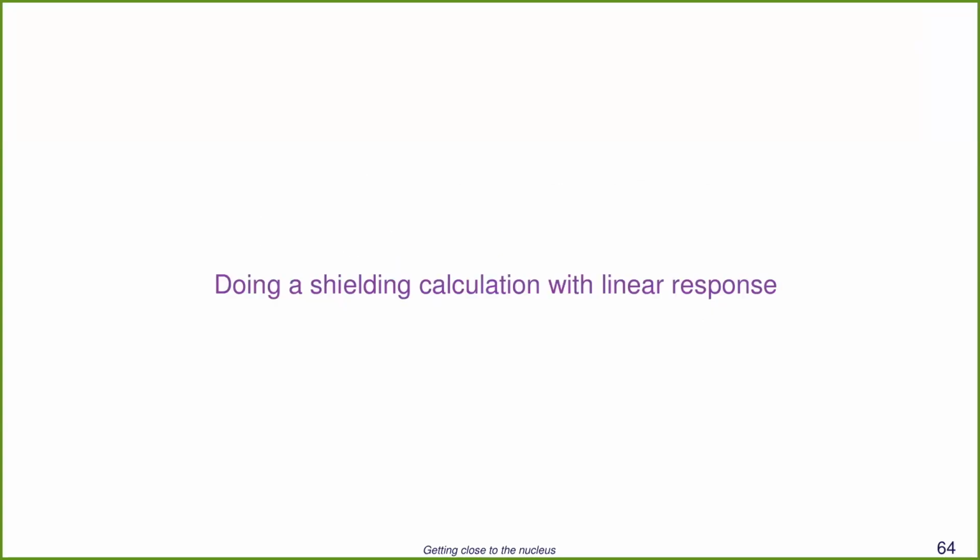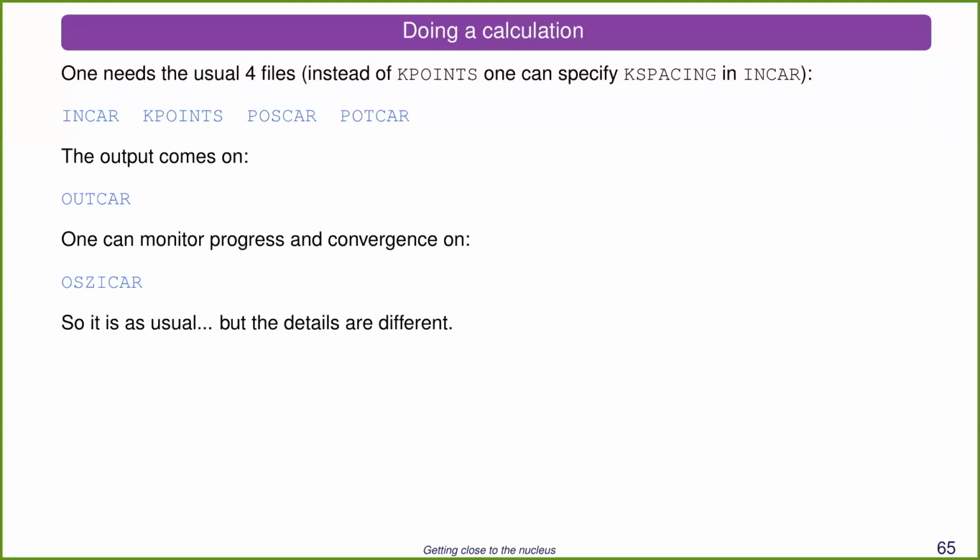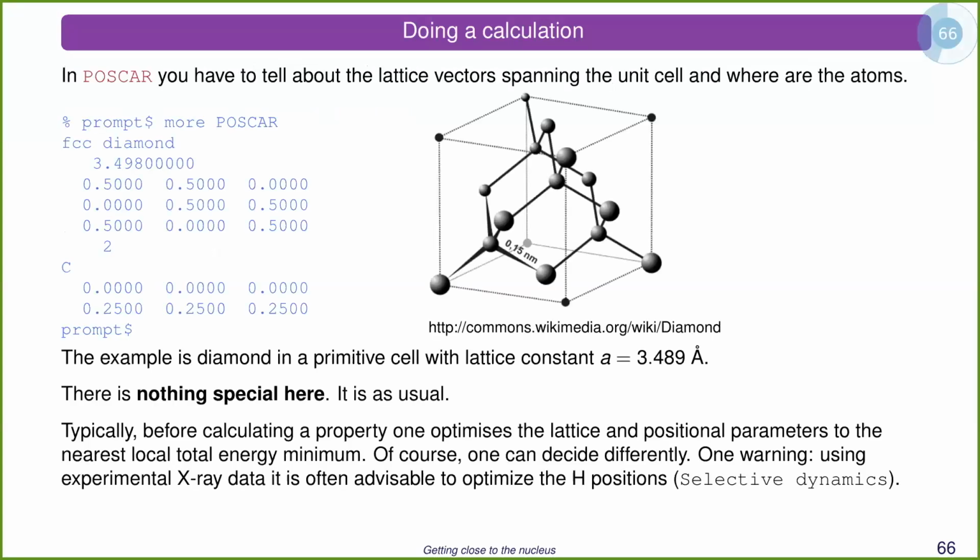So now let's talk about doing a calculation in linear response. Actually doing a calculation, you need 4 files when you do a VASP calculation: INCAR, KPOINTS, POSCAR, POTCAR. It's like always. You can do without KPOINTS if you specify something in INCAR. You get output on OUTCAR and on other files. Let's have a look. Doing a calculation, POSCAR is just standard. There's nothing special here. This is, for example, diamond in a primitive cell with two atoms, this one and that one. Nothing to worry about here.